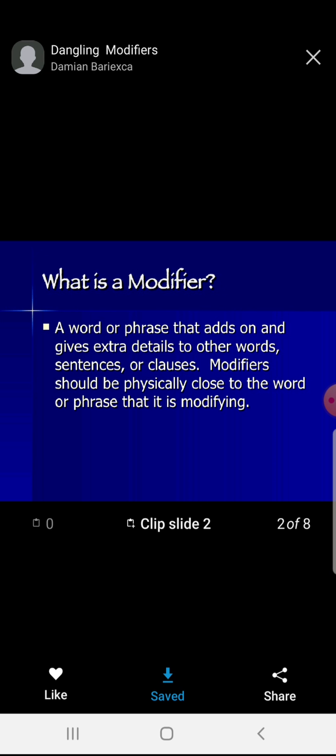It's like, for example, an adjective. An adjective modifies a noun, right? Like a beautiful girl. Beautiful modifies girl, a noun. Or walk slowly. Slowly, an adverb, modifies the word walk, a verb. Okay?